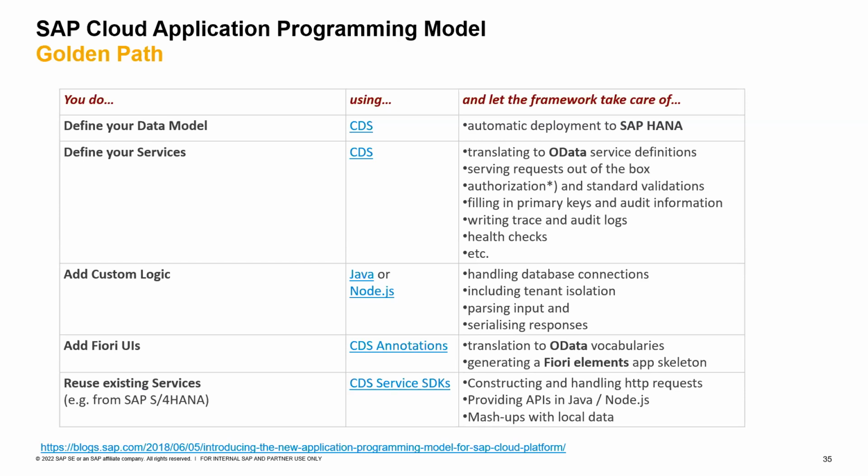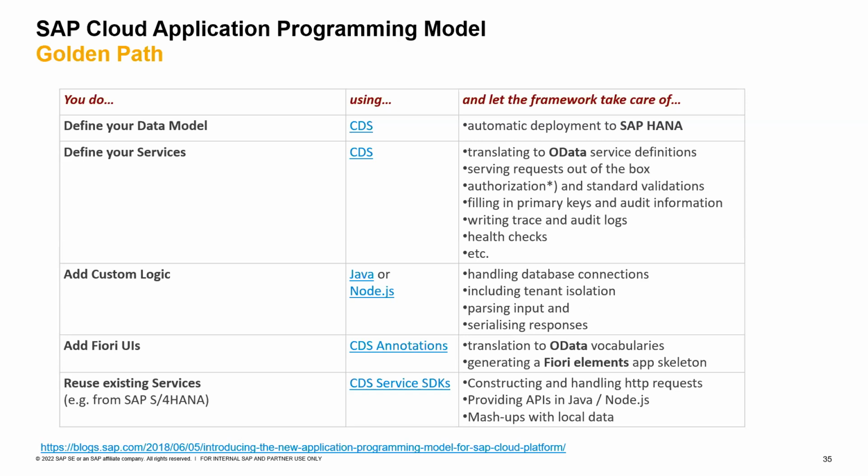Then there's something called the golden path of SAP Cloud Application Programming Model. So basically, this slide defines what you as a developer need to do and what the framework takes care of. So first, like you can see, you define your data model using CDS, and the framework will take care of the automatic deployment to SAP HANA. Then you can define your services also using CDS, and the translating to OData service definitions, serving the requests out of the box, standard validation, health checks, all those things will be done by the framework.